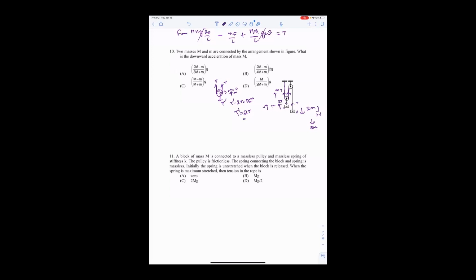Now, I'll draw the free body diagram. He's asking what's the downward acceleration. He's asking what is A. So in the question, A is equal to question mark. Sorry, 2a. What is the downward acceleration of capital M? For us, it is 2a. So 2a is the question mark. We have to find out 2a.